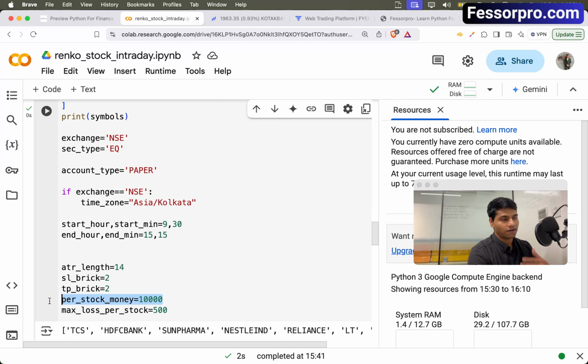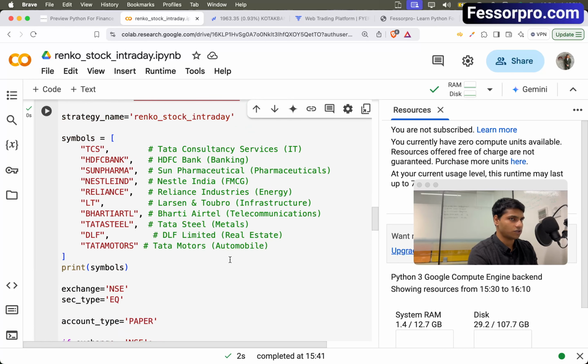Then there is per stock money. If you have 10,000 to invest in a single stock, you can write 10,000 here. If you can invest 20,000, you can change it to 20,000. And max loss per stock. So if the loss moves more than 500 for a single stock, it will automatically stop the trade for that stock. So these are the important parameters that you have to change.